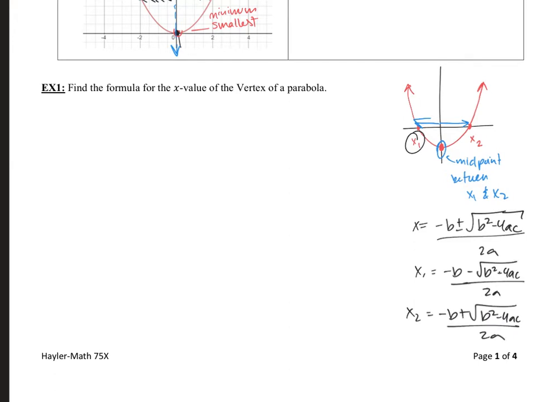Alright, so these are my x sub 1 and x sub 2 values, and we said that the vertex x value, remember the v sub x, is going to be the midpoint between x1 and x2. Now to calculate the midpoint, you just add up the two values and divide by 2. Remember what these two values were: x1 is this value, and x2 is this value. I'm going to add them up and then divide by 2.